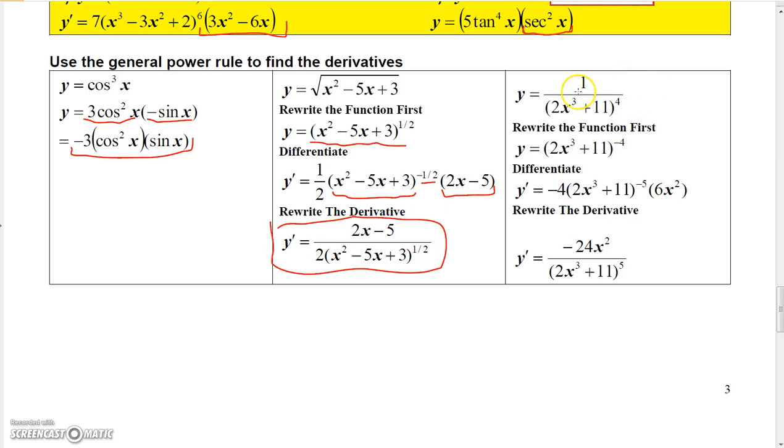And then this one, again, you're going to have to rewrite it as a power, so I can write that as 2x cubed plus 11 to the negative 4th. And then when I take the derivative, I get negative 4 times this binomial to the negative 5 power. And then I have to multiply by the derivative of the inside, which is 6x squared. And then multiply negative 4 times 6x squared, I get negative 24x squared. And then move this to the denominator so that I can get a positive exponent.